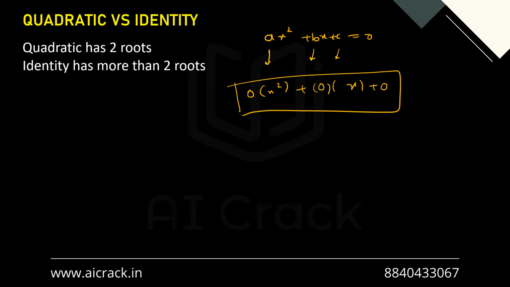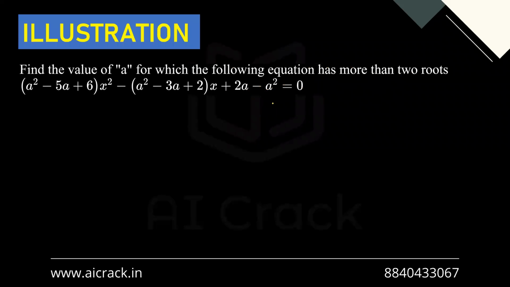So whenever all the coefficients and constant numbers in a quadratic equation are 0, in that case, the quadratic equation becomes an identity. Let's try to look at it with the help of an example. What kind of questions can be framed in this particular concept?